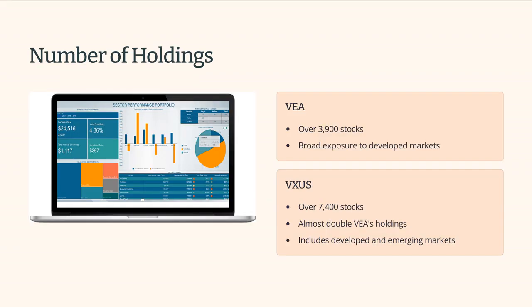Looking at the performance over the past decade, VEA has had an average annual return of 5.57%. VXUS, on the other hand, has had a slightly lower average annual return of 4.92%. Therefore, in terms of past performance, VEA has a slight edge.